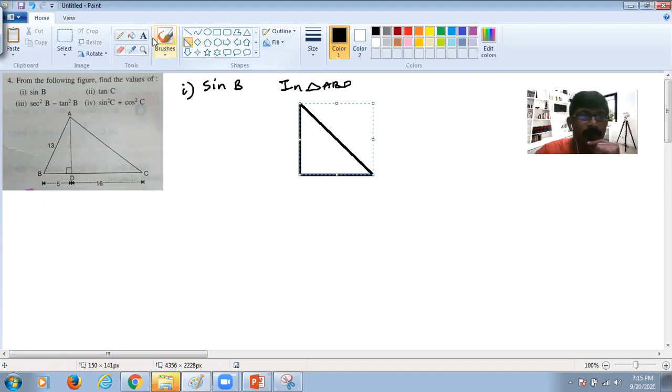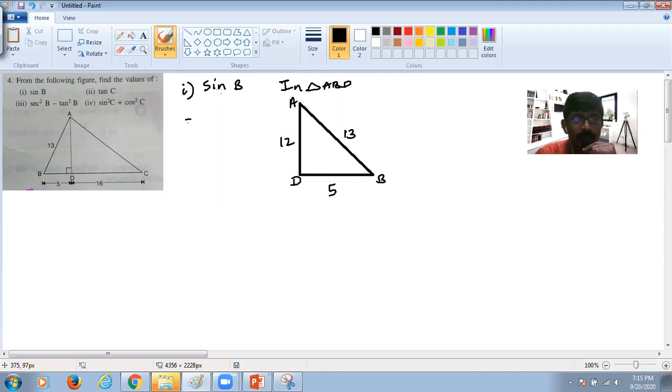What do I mean by that? Suppose I name this as A, this as D, and this as B. And now what is the given information? I'll just copy paste over here. This is 13, this is 5. So obviously AD is going to become 12.